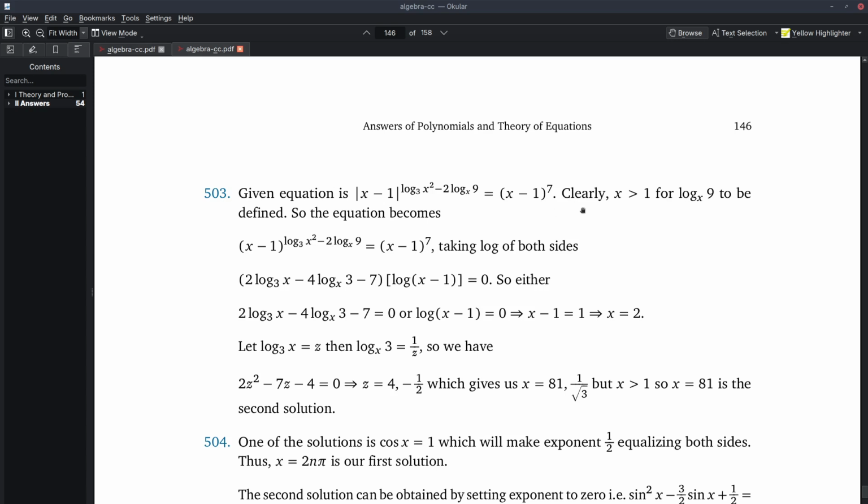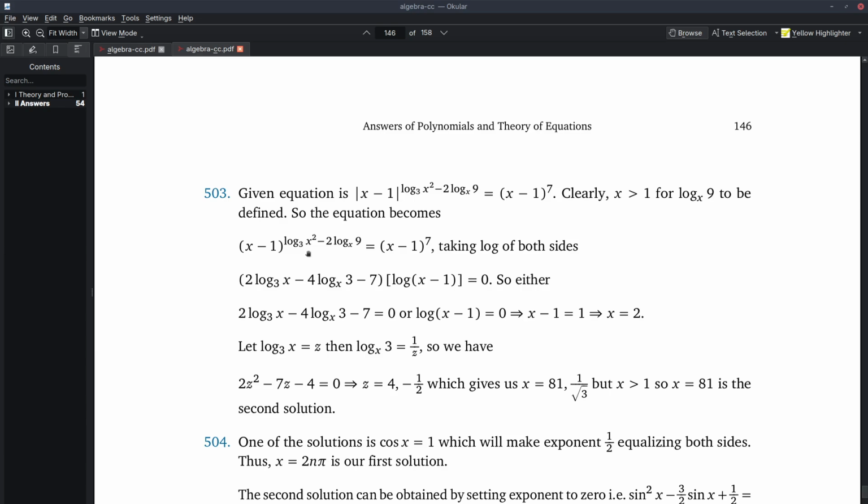Let us ponder here for a bit why x should be greater than 1. Now, bases can be between 0 and 1. What will happen is this quantity, it doesn't matter whether it is positive or negative, it is a mod so it will be positive, and positive to the power anything will be positive. But on the right hand side, if x is less than 1, then it will become negative. So we don't want that. It has to be greater than 1 so that it remains positive. That's why we arrived at this conclusion.